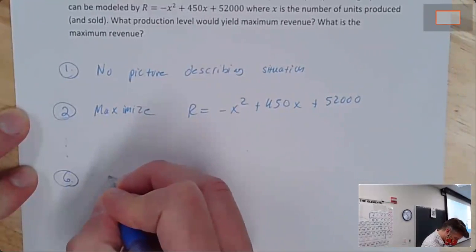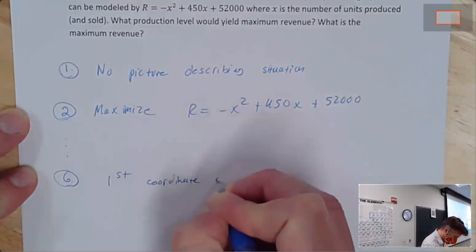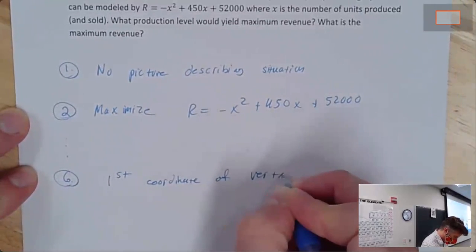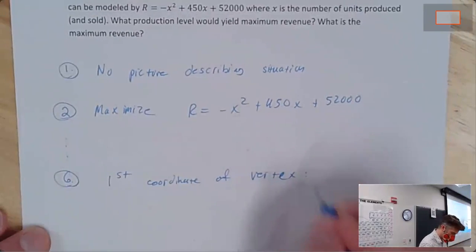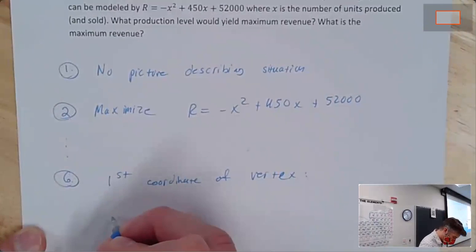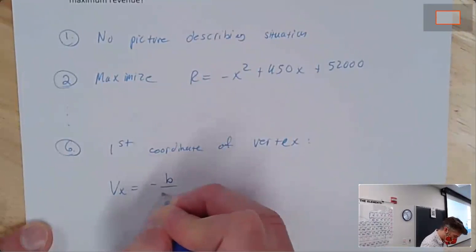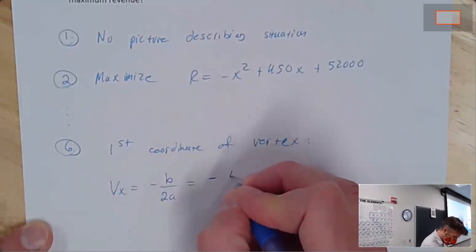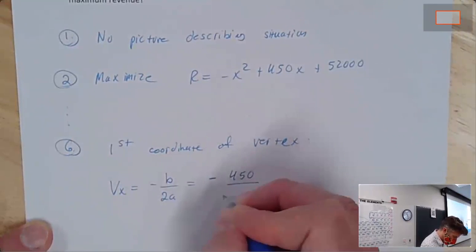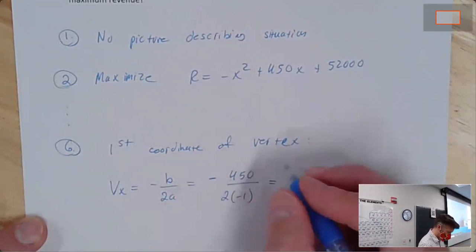the first coordinate of the vertex, which is the x coordinate here, but it's going to be precise. So again, I want my negative b divided by 2a, and that's going to be negative 450 divided by 2 times the negative 1, which is going to be 225.